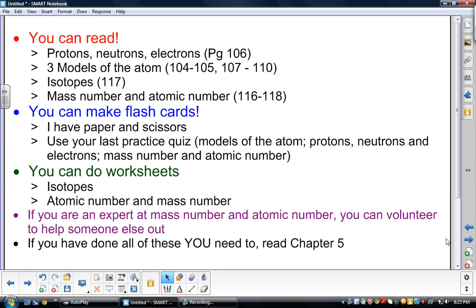Now, I don't expect you to do all of these things. I expect for you to pick and choose what's best here. You guys are different learners, and you learn best different ways. Some of you learn better when you read, some of you learn better with flashcards. So you need to choose wisely which of these things will do.